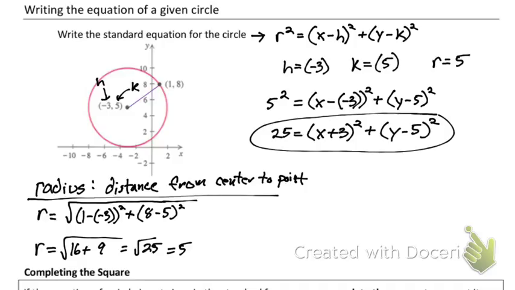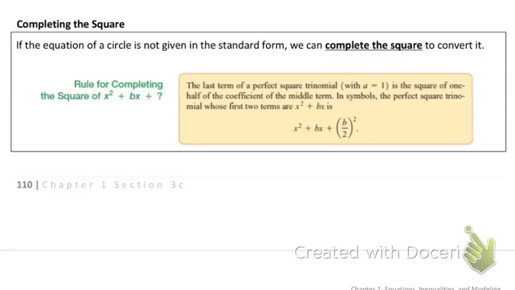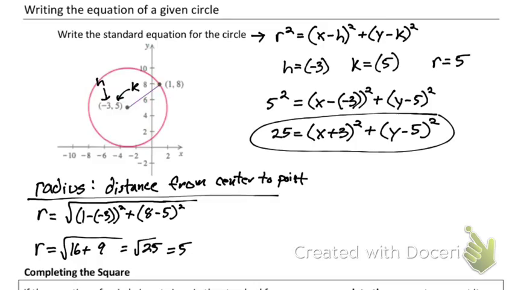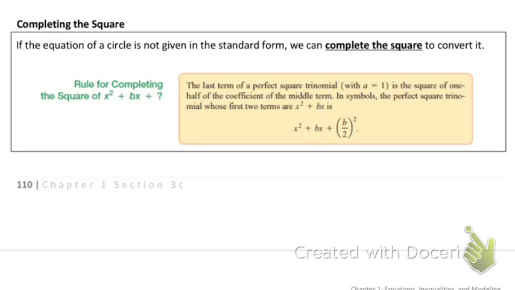Good thinking, though. All right, the last thing we're going to talk about is completing the square. While we're completing the square, look at our formula. We have x plus 3 squared plus y minus 5 squared. In standard form, you do have to have a binomial squared plus a binomial squared. The whole point of completing the square is so you can write something as a binomial squared.